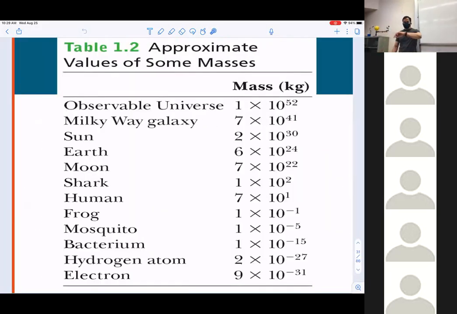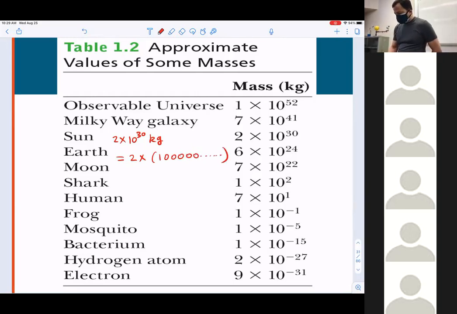Here's some range of masses. An electron is about 10 to the minus 30 kilograms. And by the way, you guys know about this scientific exponential notation, right? So let's look at this. The mass of the sun is 2 times 10 to the 30 kilograms. So when I say 2 times 10 to the 30 kilograms, what that means is that this is 2 times 1 followed by 30 zeros. Right, that's what that means.